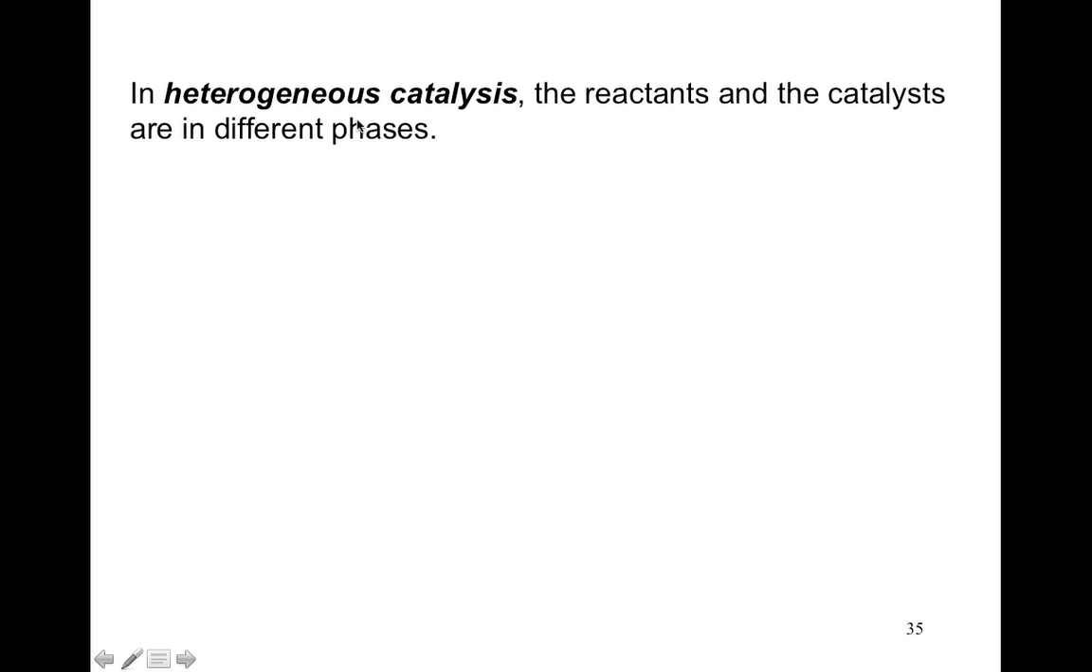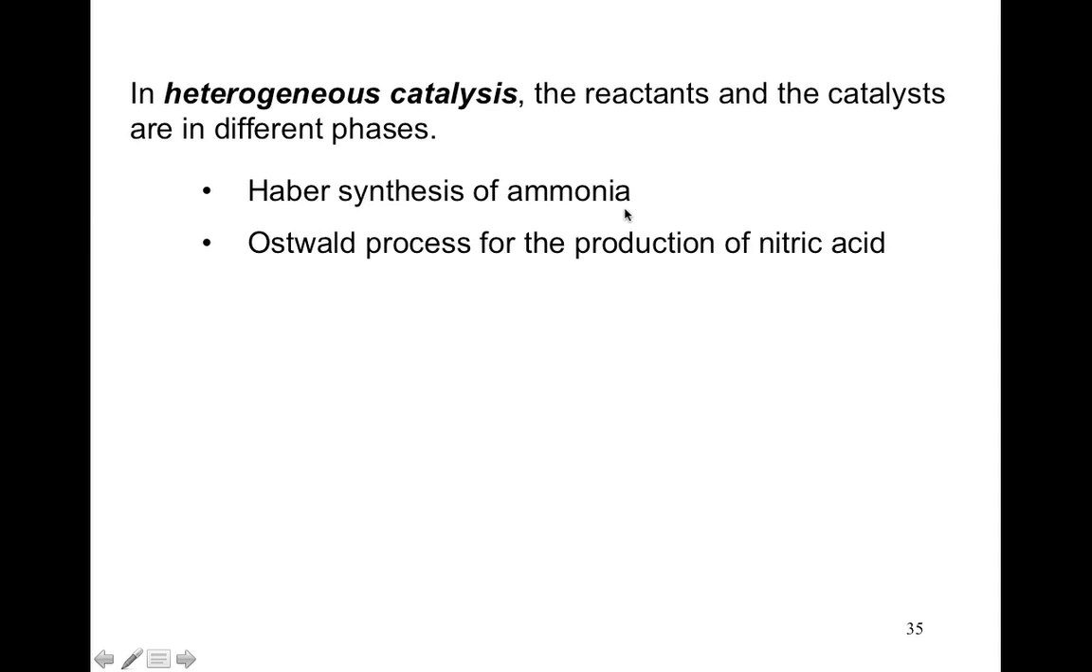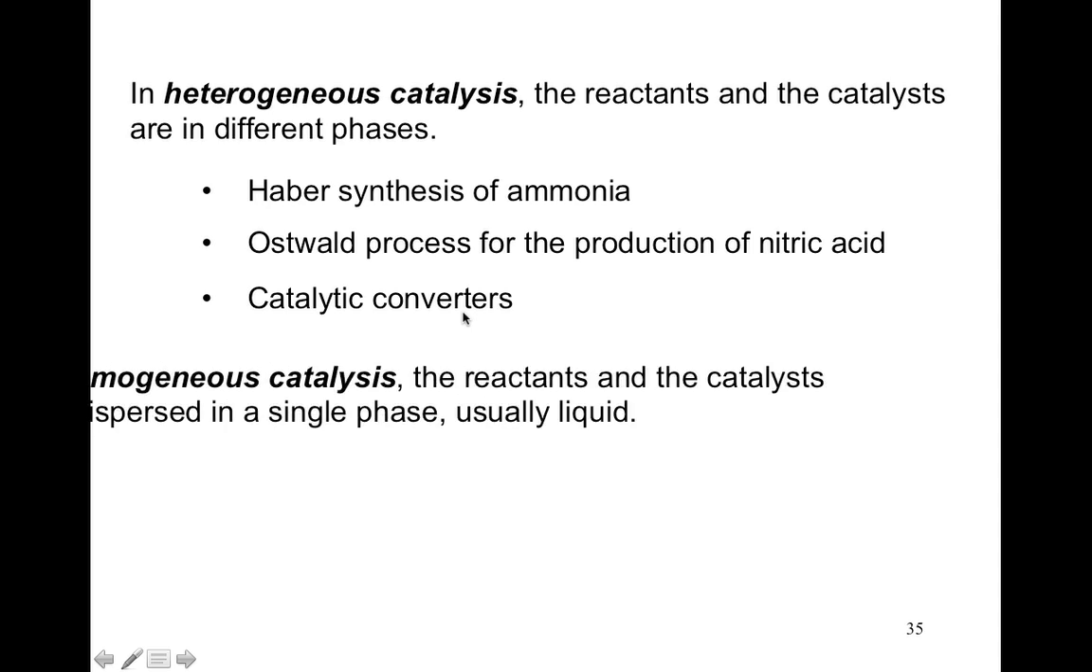So heterogeneous catalysts, the reactants and the catalysts are in different phases. So the Haber synthesis of ammonia, the Ostwald process for the production of nitric acid. You can see all these examples in your book. Catalytic converters, of course, the reactants are gases, exhaust from the engine, and the catalytic converter is like a metal plate with, I think, tiny ceramic pores. So you have a solid catalyst with gaseous reactants, heterogeneous, just different phases really.